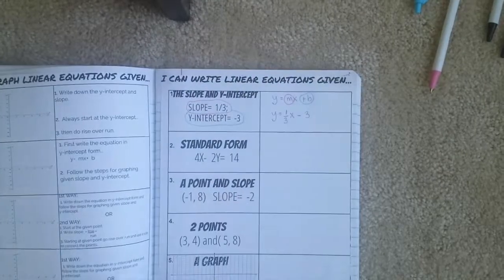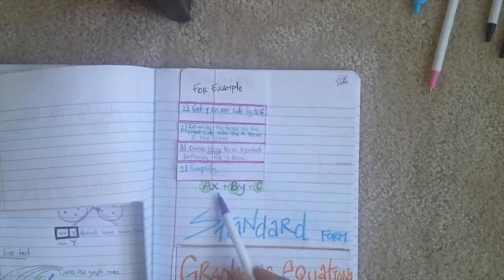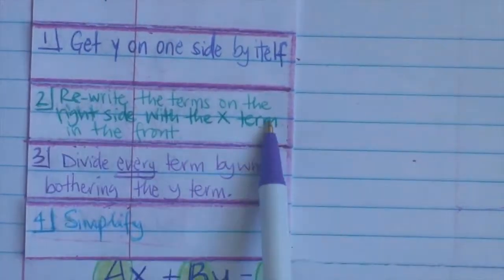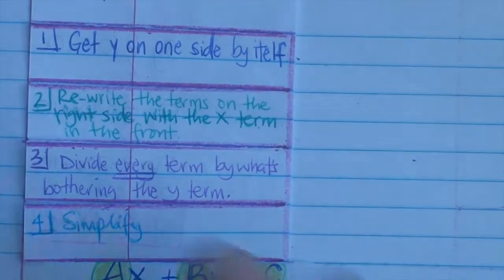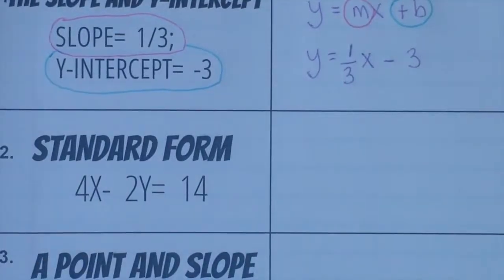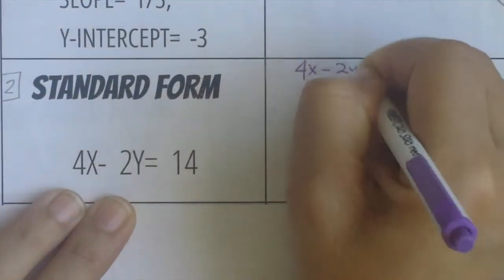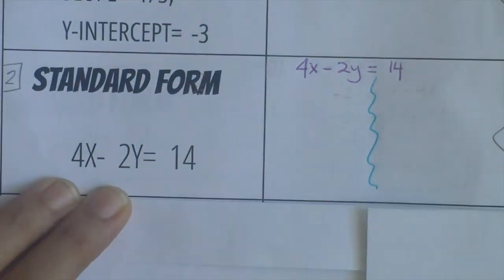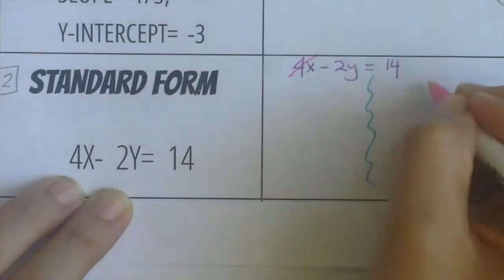What if you're given standard form? Now standard form has basically an x and a y. Standard form is ax plus by equals c, where a, b, and c are constants. You get y by itself, rewrite the terms on the right side, divide every term by what's in front of the y, and you simplify. So we've already done this, but we're going to do it again. So standard form, you write 4x minus 2y equals 14. Draw my river. You're getting y by itself on one side, so we're going to take that 4x to the other side. When you take that 4x to the other side, it's going to become minus 4x.